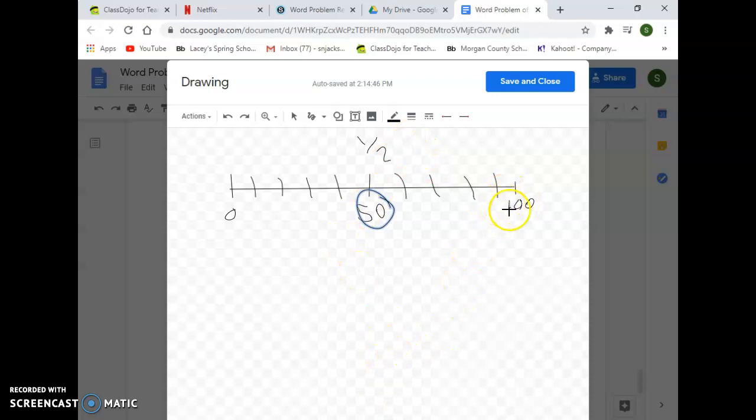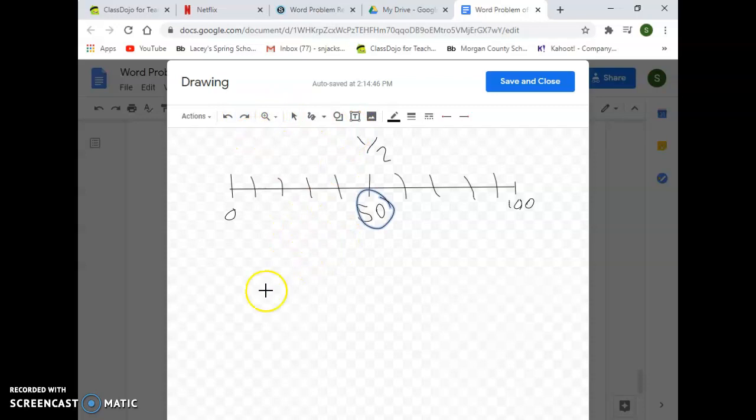I also could have said 100 is like 10, and 10 divided by 5 is 2. So it's split into 2 equal parts. So half of 100 is 50. You could also think of it like money. If you have $1, you have 4 quarters, and if you have half of $1, you have 50 cents. Okay? So there's one way you can solve that one.